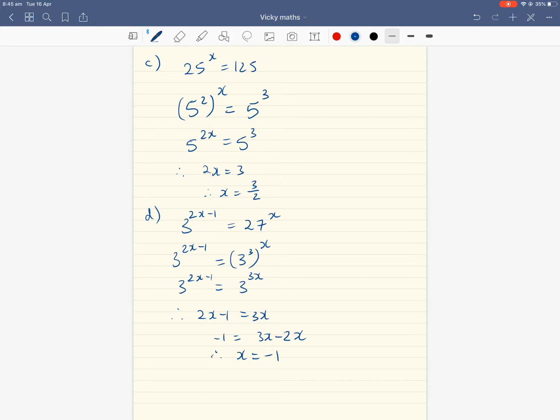So the way to solve exponential equations is to try your best to turn both the left hand side and right hand side to the same base. Once you've got the same base, you can equate the powers and then find the unknown power. So, to-do list.